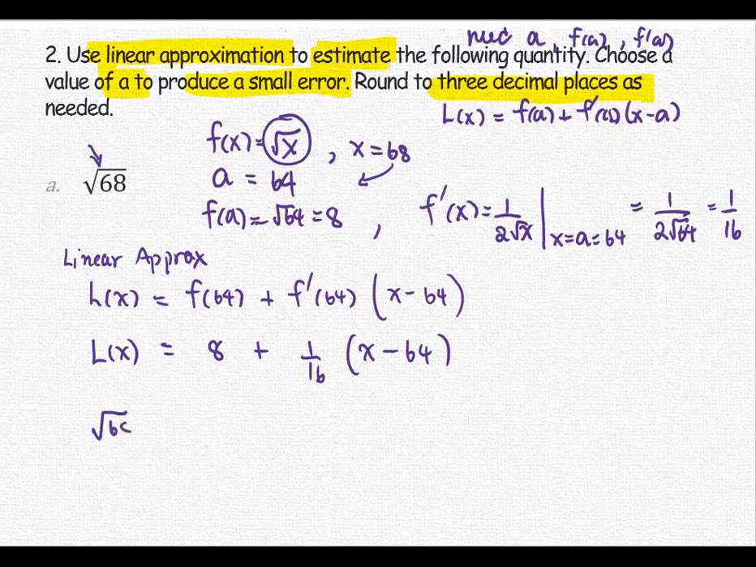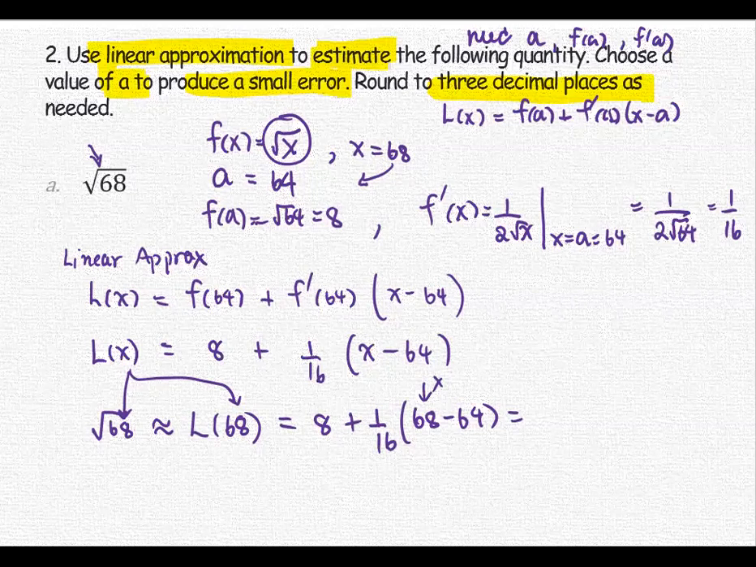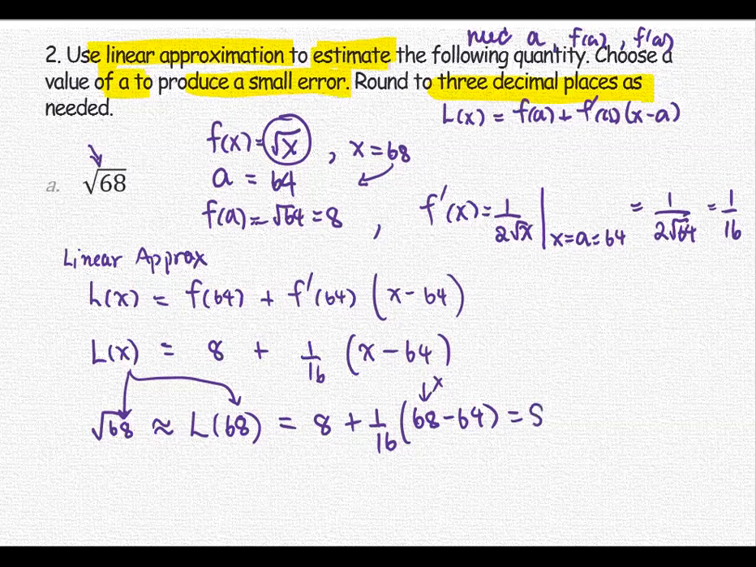Next, square root 68 is approximately equal to the linear approximation at 68, because x is 68: 8 plus 1 over 16 multiplied by 68 minus 64. Put it in the calculator and get the number out. In the parentheses we have 4 divided by 16, which is 0.25, and then plus 8, you get 8.25.